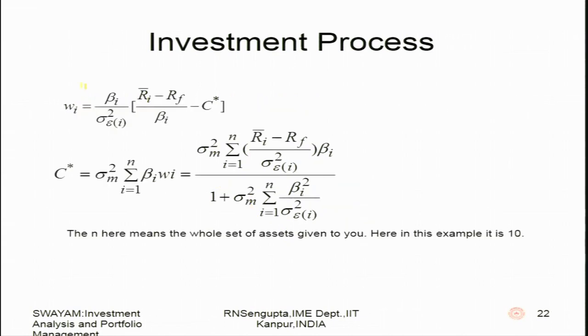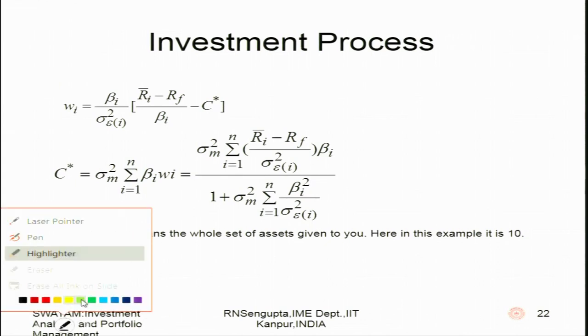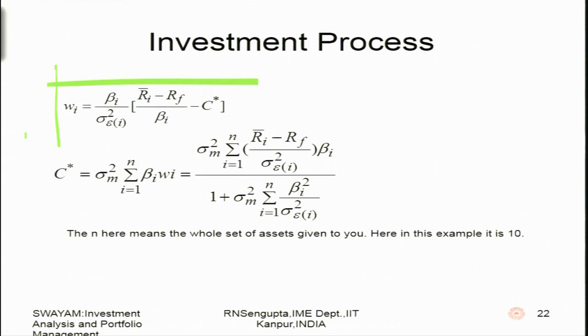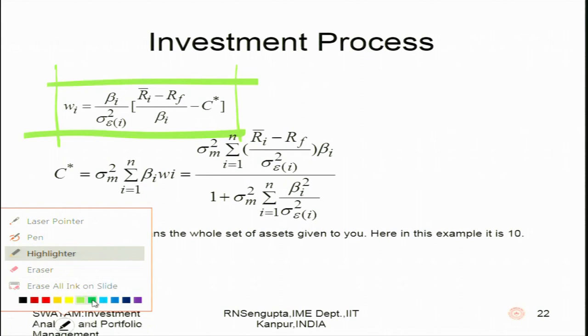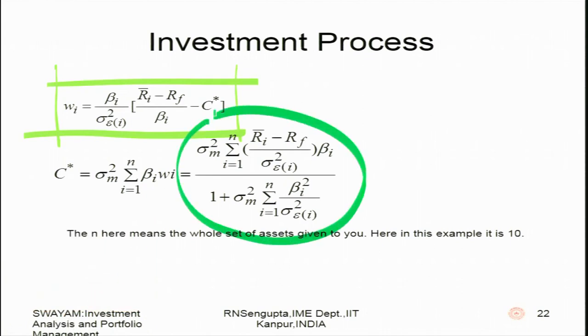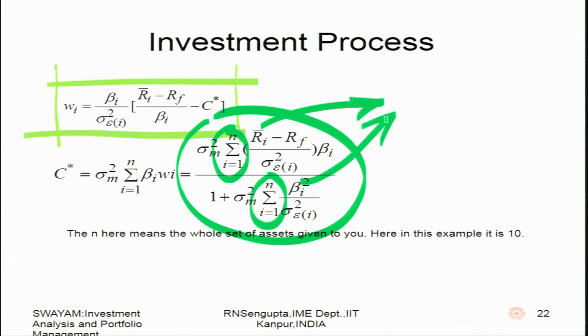Once you have that, you can find out Wi. This is the same formula, there is no change here: excess return multiplied by beta i, divided by sigma square, where beta is the risk and sigma square is the overall white noise variance. C star again, same formula, same concept exactly. With repetition, I am saying that you are adding up the sums from i equal to 1 to n. Technically, this is j equal to 1 to n. So n is basically the number which you have, 10 here. Here, n means the whole set of stocks given.